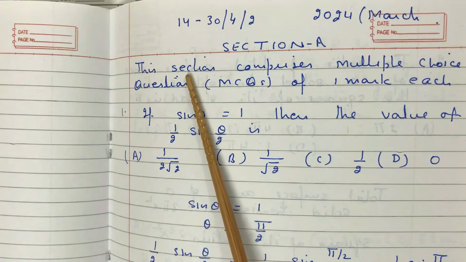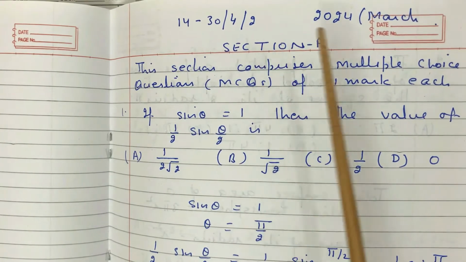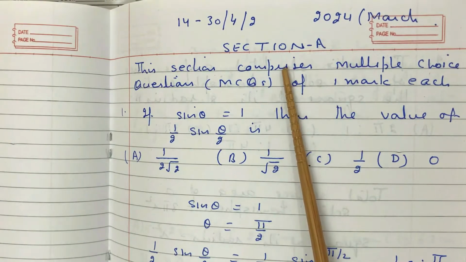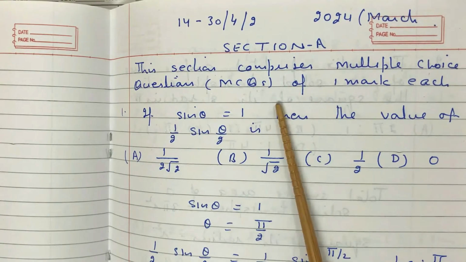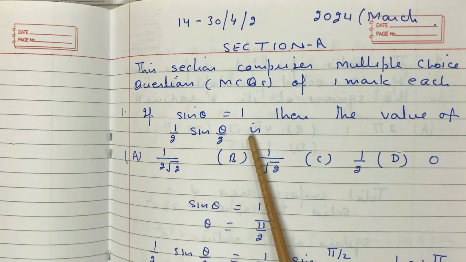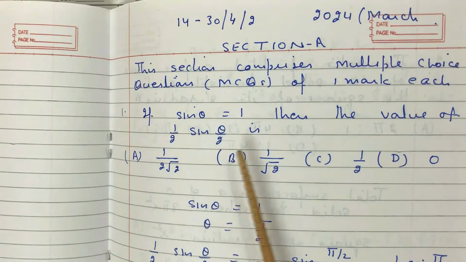This is maths question paper, set number 1430/4/2. This set has come in March 2024 and this is section A. This section comprises multiple choice questions, MCQs of 1 mark each. Its first question is, if sin theta is 1, then the value of 1/2 sin theta by 2 is.